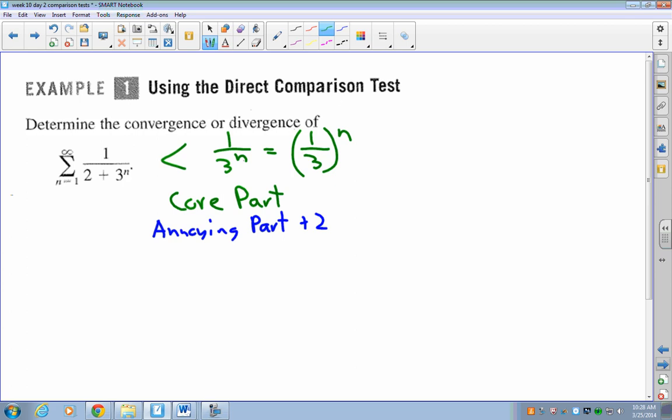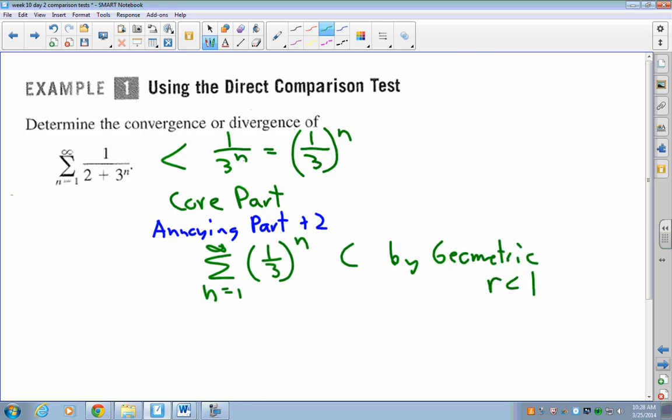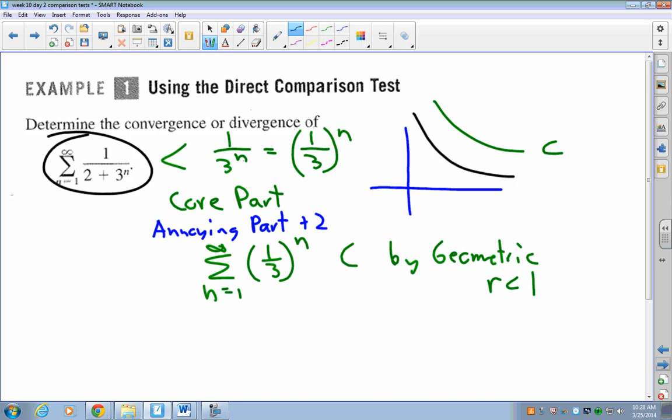Okay, so let me ask you this. What does this guy do? Converge, why? By geometric, and what's R? R is less than 1. Yeah, it's 1/3. Okay, so then right away I'm going to a picture time. Here's my picture. Here's the green guy that I have, and he converges. And you just told me that the black guy is always less than him. Is this a good picture to tell a story about?